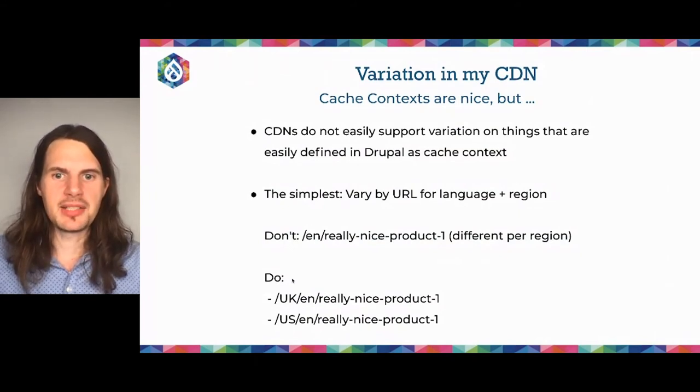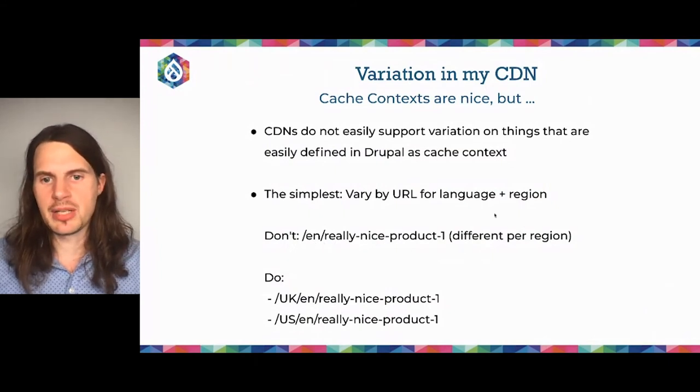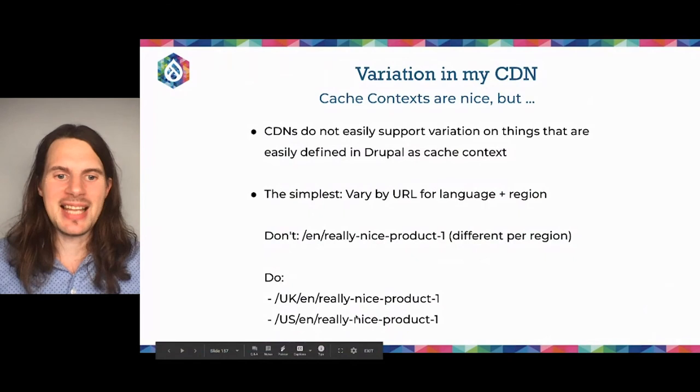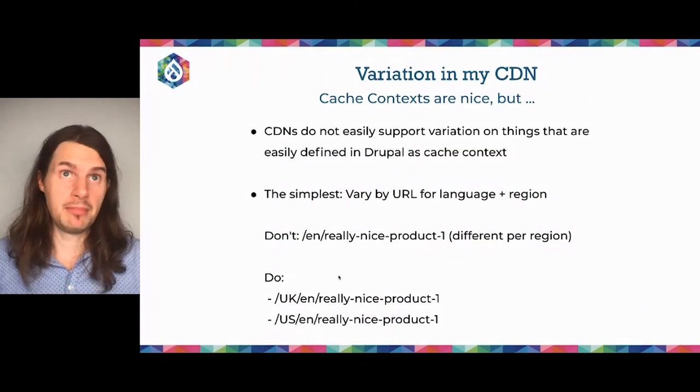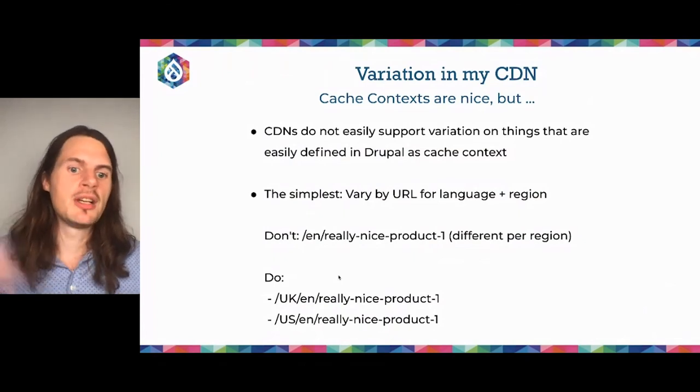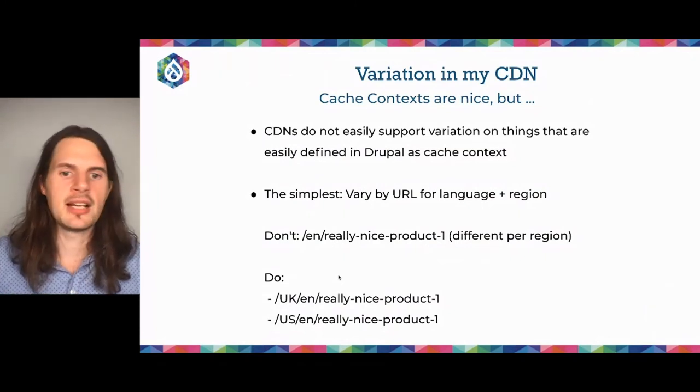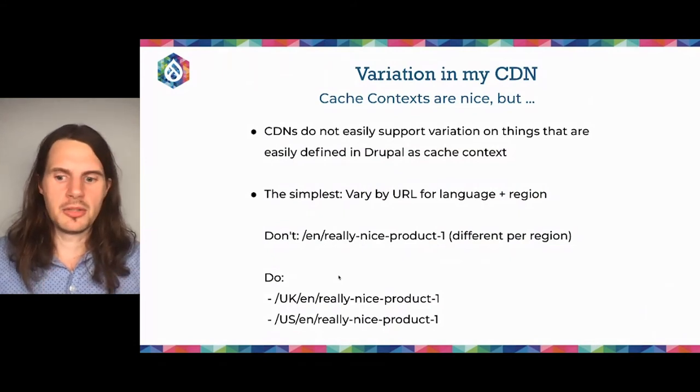The simplest is if you vary by URL for language and region. So if you don't do English, really nice product one, which is different by region, but instead directly put the region in the URL and you just forward to it, your life will be so much simpler. If for marketing reasons that's not possible, there are other ways to achieve the same. But if you can do it this way, you'll be so much happier. You just have slash, and you forward to the right region and the right language, Accept-Language, etc. You can even do that in a CDN or whatever like that. And then you will have an easy life.